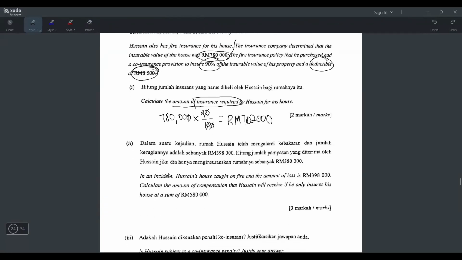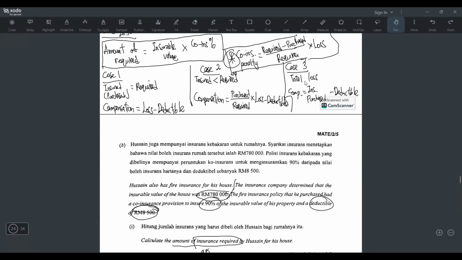Question 2 says, in an incident, Hussein's house caught on fire and the loss is 398,000. Now we will use the deductible. Calculate the amount of compensation that Hussein will receive if he only insured, what is insure? Purchase. If he purchased insurance for his house at a sum of 580,000. Before you calculate compensation, you need to check whether it's case 1, case 2, or case 3 first.